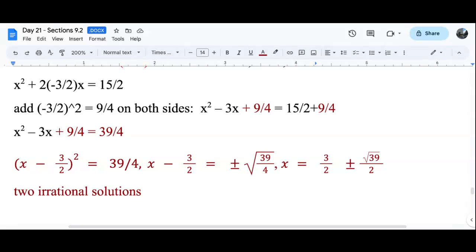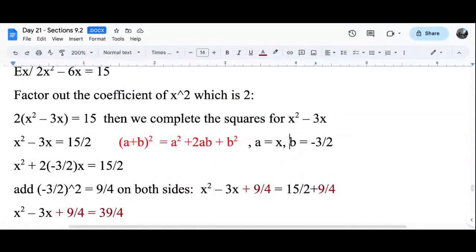How do I get x minus 3 over 2 squared? That's the step of completing squares. That's exactly why I figure out b equals negative 3 over 2. You see, all because of this. I know the square is this, a squared plus 2ab plus b squared. So I need to figure out my 2b. What's my 2b, right? I have a squared here. A is x. What's b? The middle term has 2b in it. So this is the middle term. So this is negative 3x.